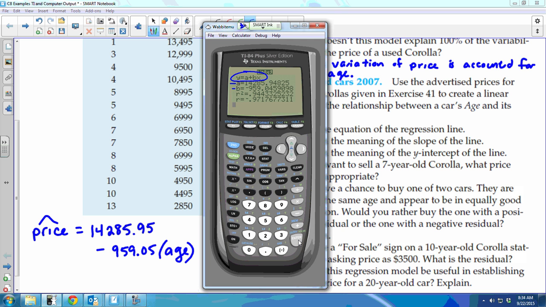You're going to have to decide when you make your scatter plot, because you probably have to look at the scatter plot first. So you have to decide what's causing the other. You would think that the older a car gets, probably the less the price is going to be asked for. All right, any questions about that, part A?